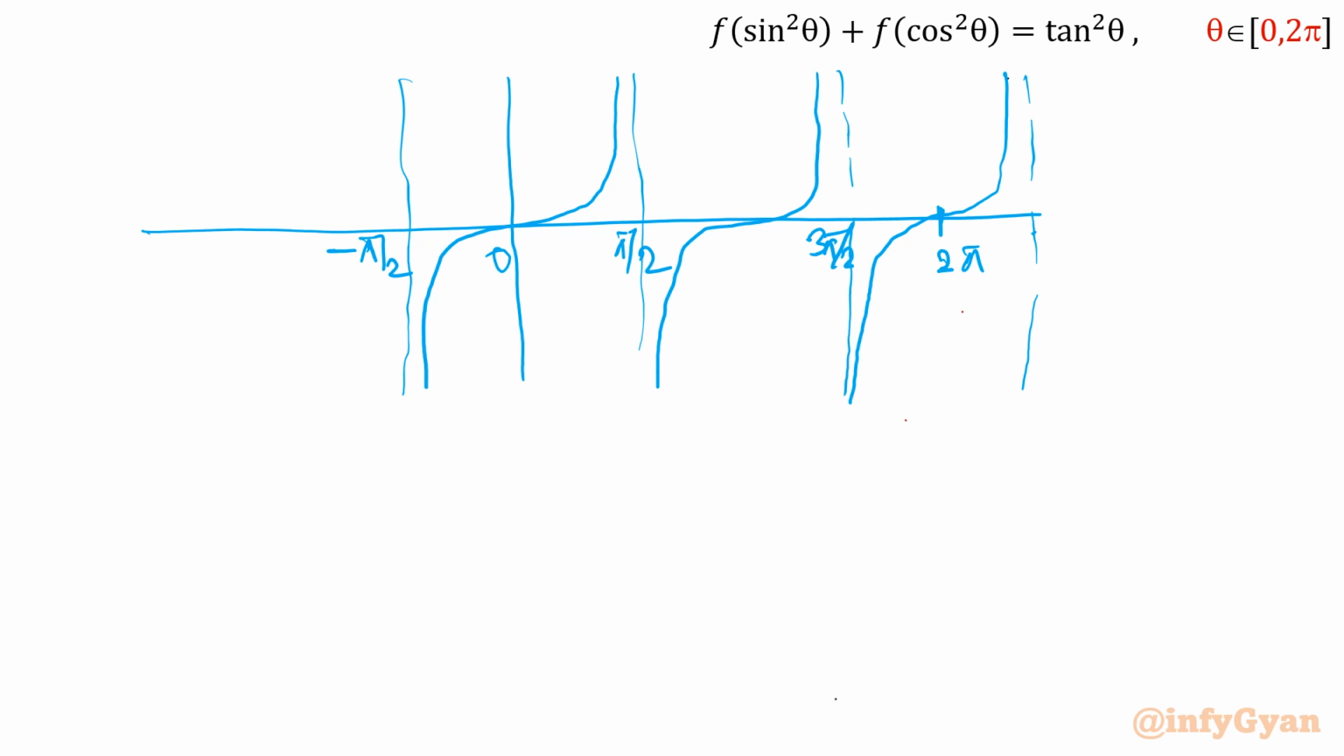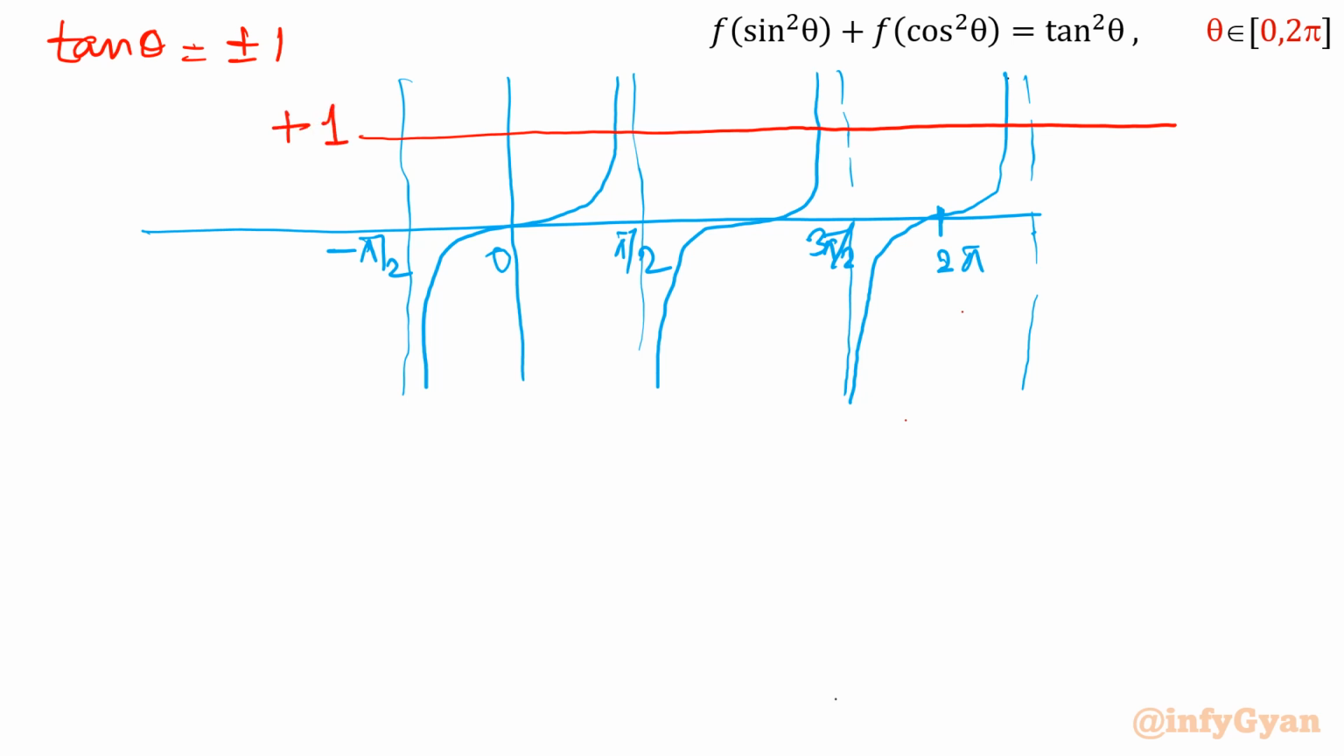Now let's draw two parallel lines. Let me write here first, tan theta equal to plus minus 1. So this line is y equal to plus 1 and the lower line is y equal to minus 1. Now you can easily see how many intersections there are. Only consider the right hand side from the origin. And the interval should be less than 2 pi. So you have to restrict up to this point.